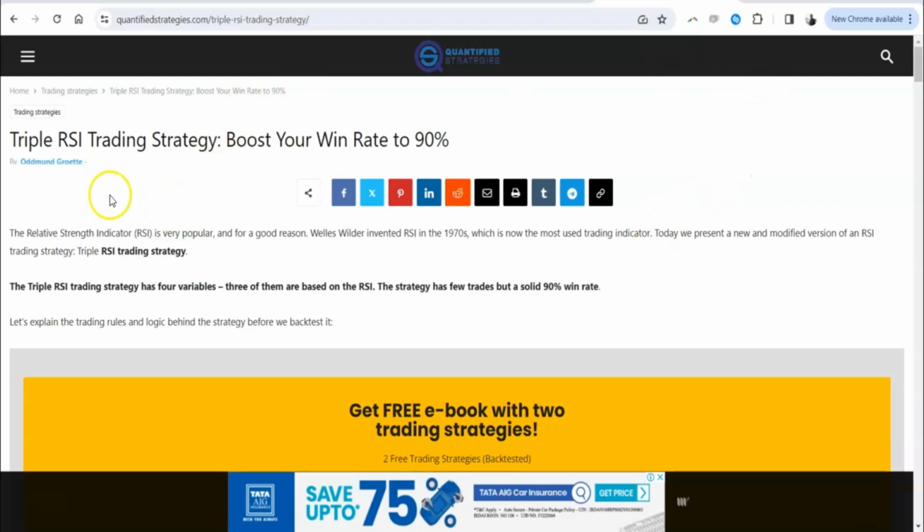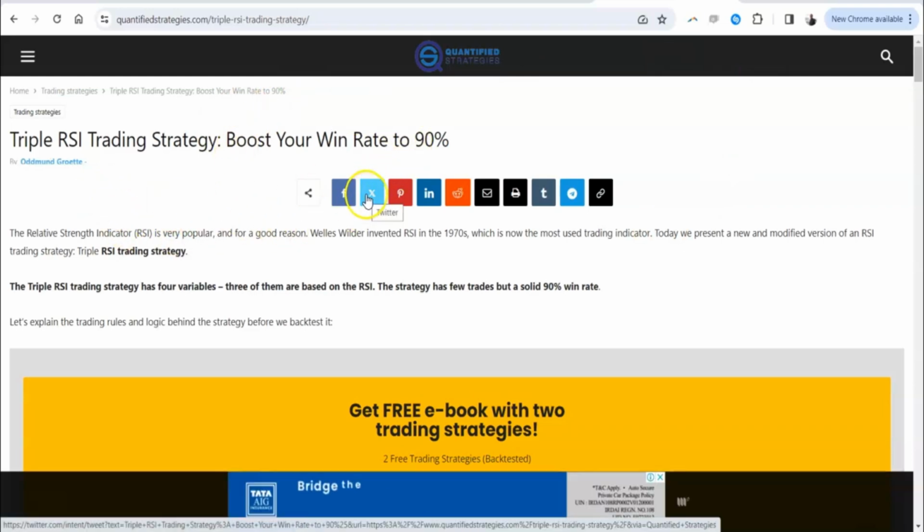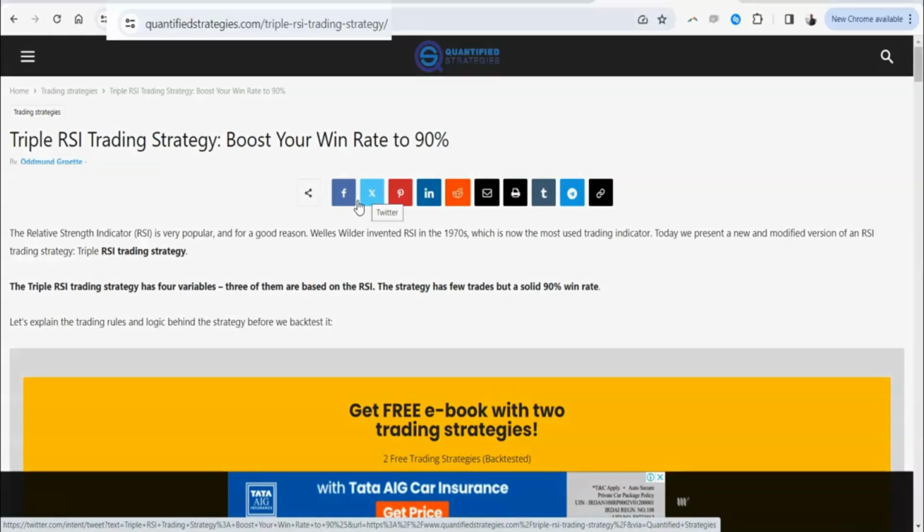Hello friends, I want to include one more strategy in this section, and that strategy is called the triple RSI trading strategy. And I'm including this strategy because we spent time implementing the RSI technical indicator earlier in this course, and I wanted to include a strategy that incorporates RSI as well.